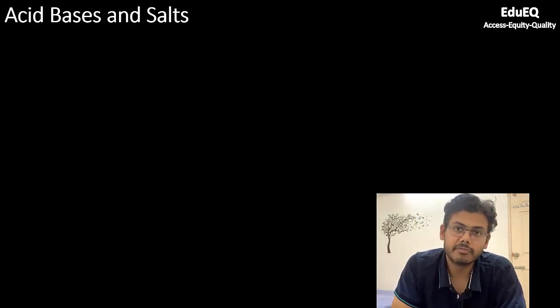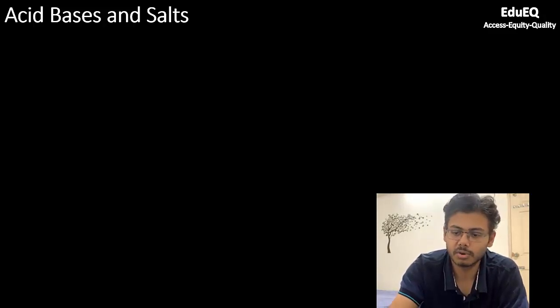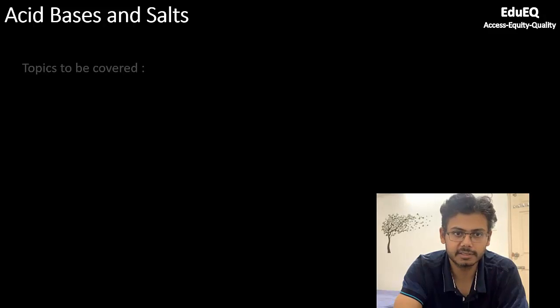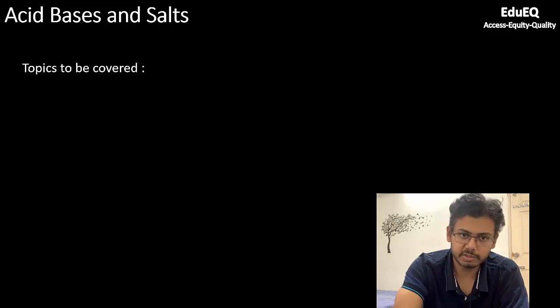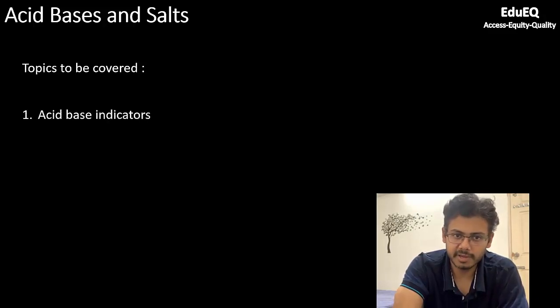We have already completed the first chapter in the course. So this is the second chapter, which is acids, bases and salts. Before starting, let us briefly see what topics we'll be covering here. I have divided this lecture into two parts so that it doesn't become a very long lecture and doesn't get boring. The first part will cover acid-base indicators.